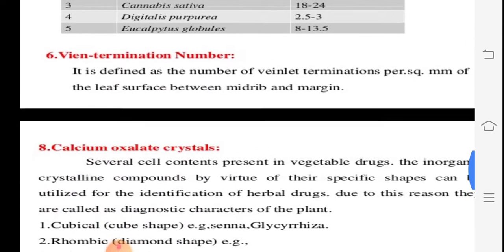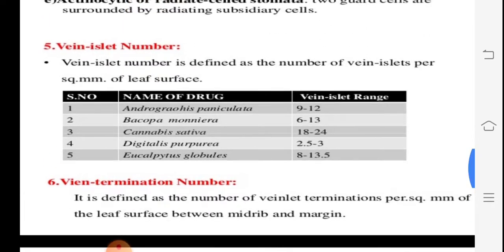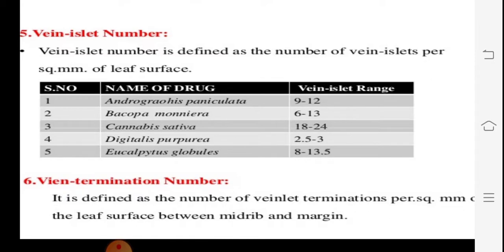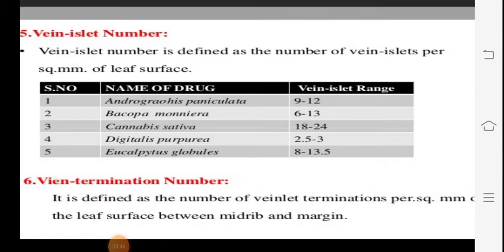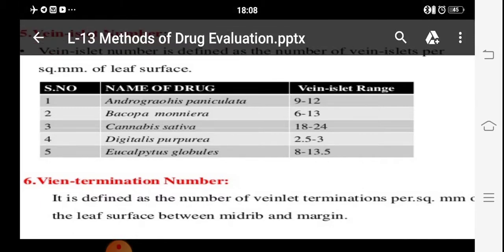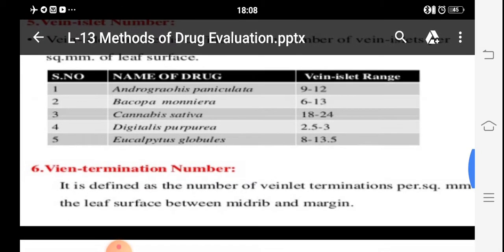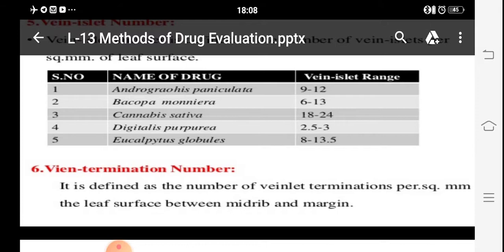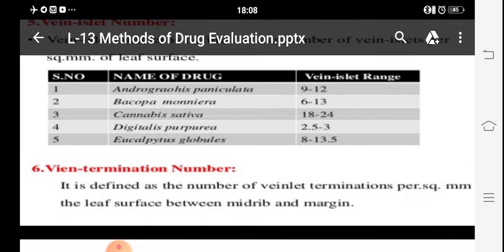Then third, vein islet number. The vein islet number is how many veins are present per square millimeter of the leaf surface, either upper or lower. Generally we know the venation is seen in the lower epidermis, so it is very important to see this character. Good examples are Andrographis paniculata, Bacopa, Cannabis sativa, Digitalis, and Eucalyptus. Their numbers differ, 9 to 12, 6 to 13. So you remember this table.